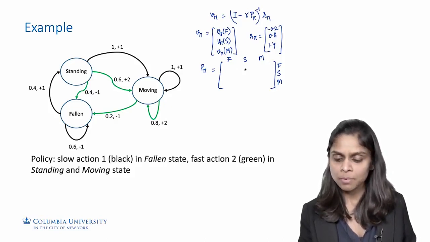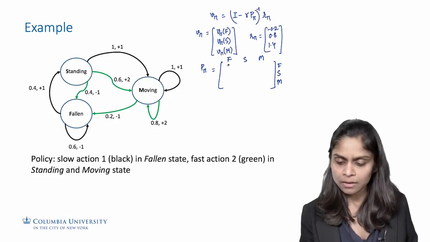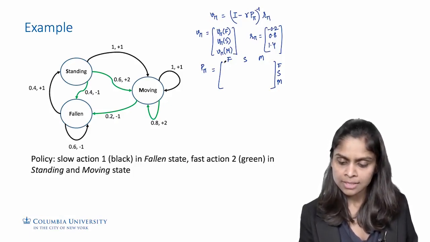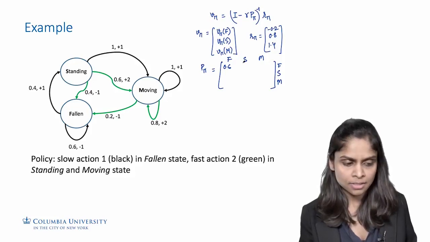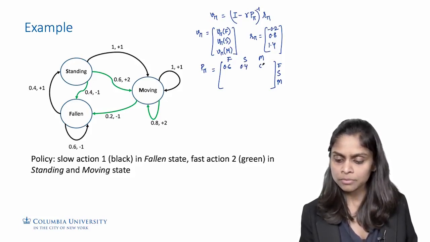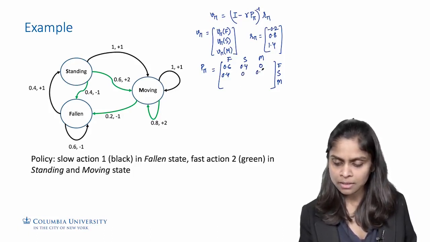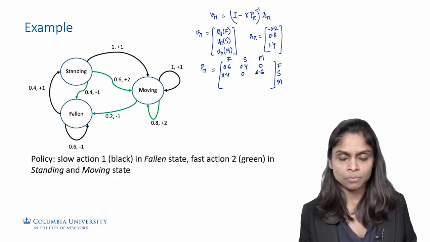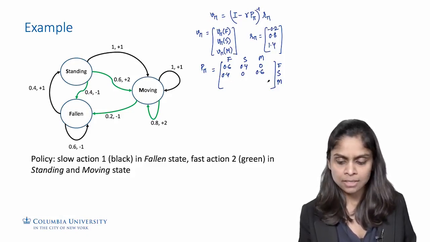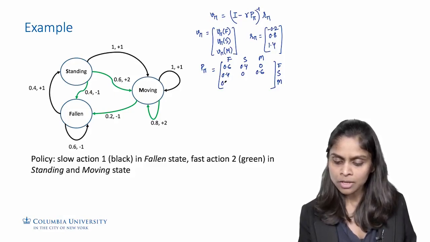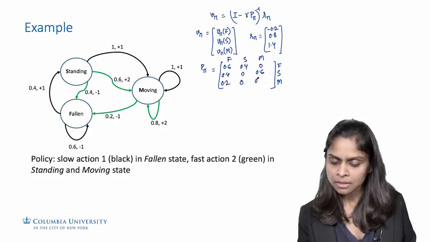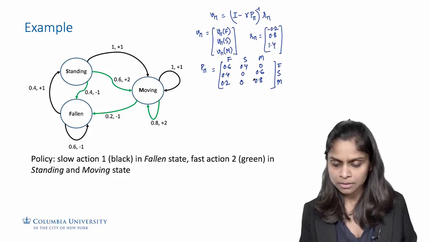So in the fallen state, the policy says take the slow action, which will take it to the next state being fallen with probability 0.6 and standing with probability 0.4. From the standing state, the action is the fast action, which takes it to the fallen state with probability 0.4, no probability of remaining in the standing state, and the moving state with probability 0.6. From the moving state, the aggressive action takes it to the fallen state with probability 0.2, no probability of going to the standing state, and 0.8 probability of remaining in the moving state.